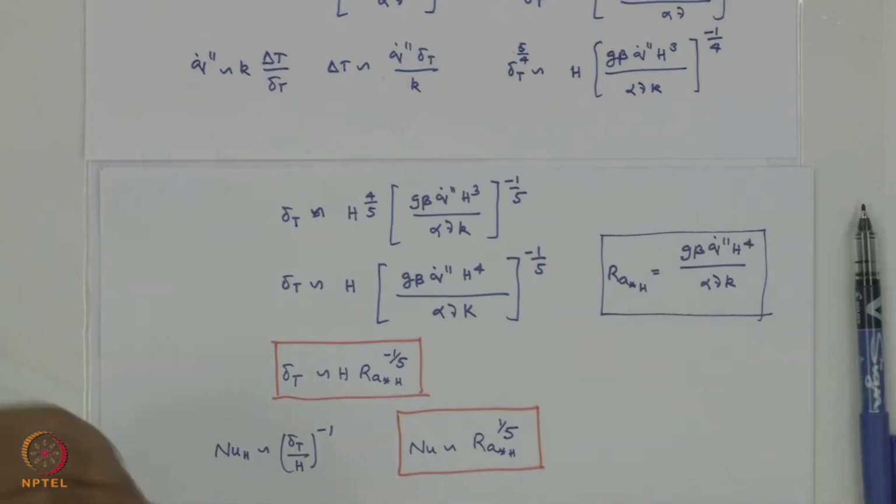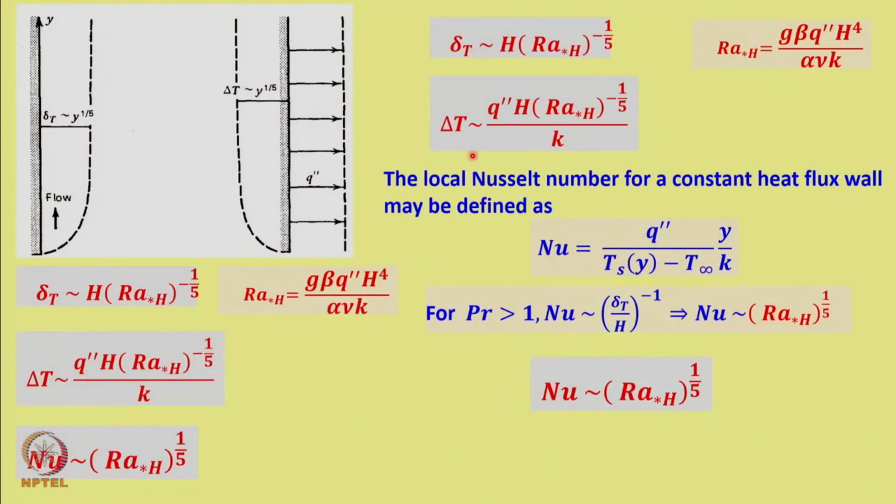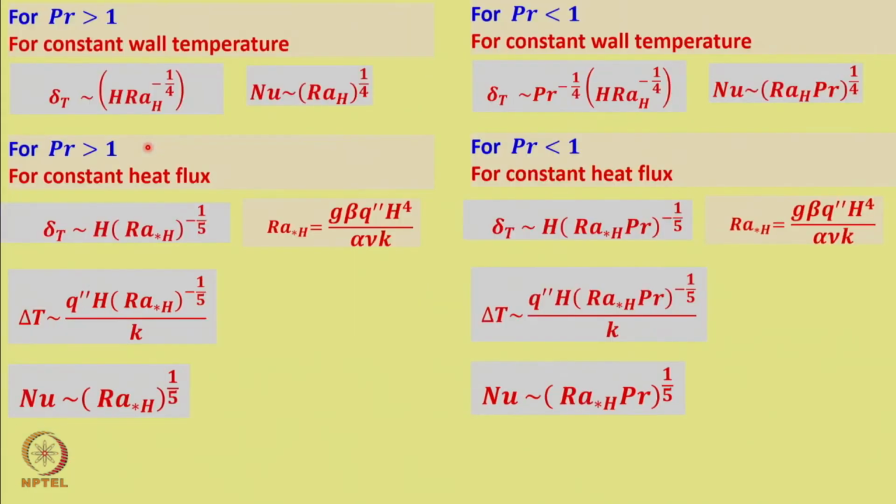Now you can see that, if you just come to the slides, delta T is Q double dash H Ra H to the power of minus 1 by 5 by K. So H into H to the power of minus 4 by 5, that is H to the power of 1 by 5. So that is why delta T is of the order of Y to the power of 1 by 5. So Nusselt number we got. Now if you just see the slides, for Prandtl number 1, constant wall temperature, we know this.